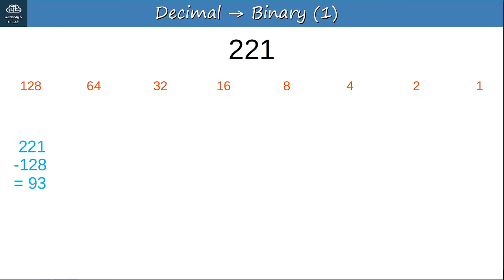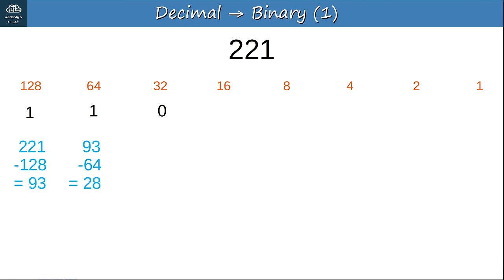As you can see, we can subtract 128 from 221. So write a 1 under 128. Now we've got 93 left. Can we subtract 64 from 93? Yes, we can, and we're left with 28. So write a 1 under 64. Next, can we subtract 32 from 28? Well, we can, but we'd end up with a negative number. So for our purposes, no, we can't. So write a 0 under 32.